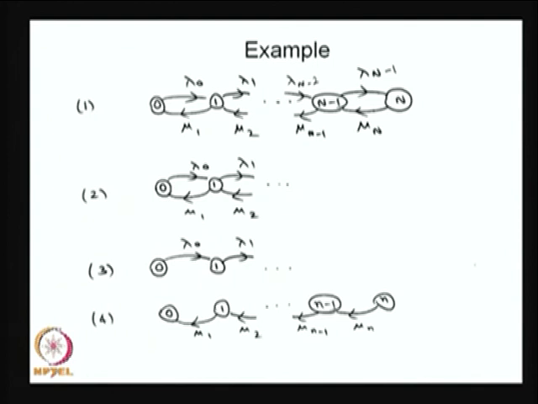Here I am giving a few examples for the birth death process. The first example is a finite state model. The birth rates are lambda 0, lambda 1 till lambda n minus 1. The death rates are mu 1, mu 2 till mu n. It is a finite state birth death process. The second example is the infinite state birth death process. In the third example, all the death rates are 0, that is also possible. In the fourth example, all the birth rates are 0, that is also possible.